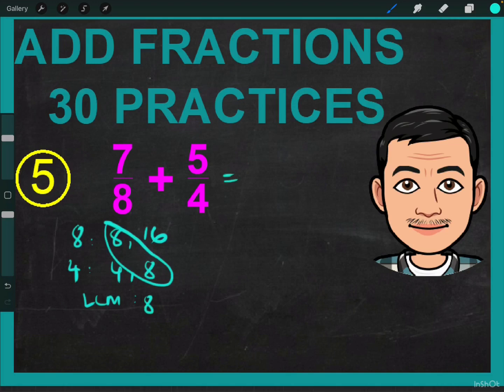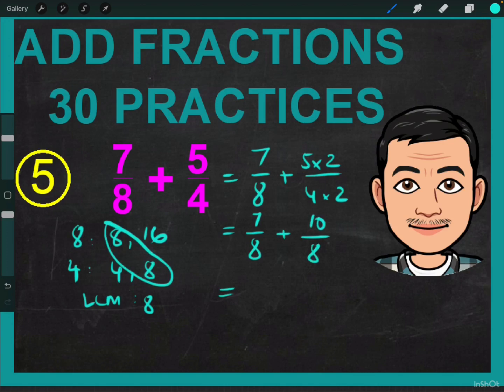So we convert the 7 over 8. We don't need to convert it. But the fraction 5 over 4 we multiply 2 to 5 and 4, equals 7 over 8 plus 10 over 8. Now the two fractions have the same denominator. We can add the two numerators equals 17 over 8.